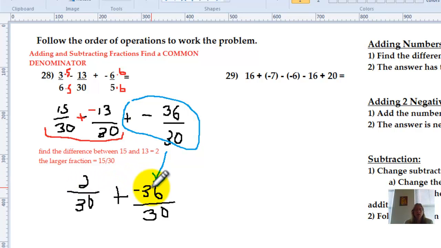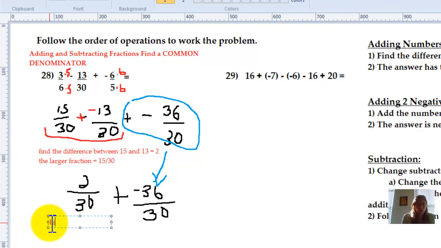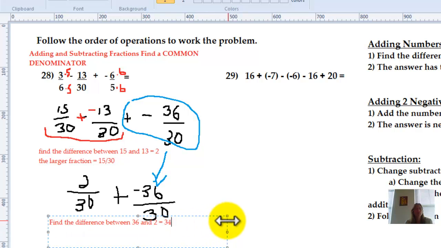Remembering, taking them out of context, forgetting for a moment that there's any negative or positive signs, and ignoring the order that we're going in. So find the difference between 36 and 2, which equals 34. So we have 34. We just have to decide now, what is the sign going to be on the number 34? Well, we use the sign of the larger number.